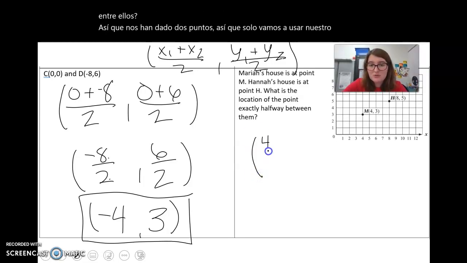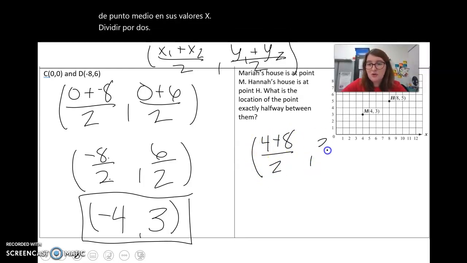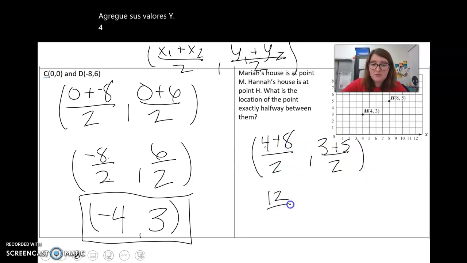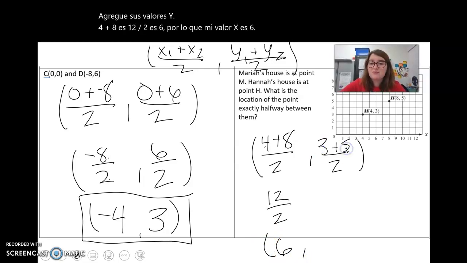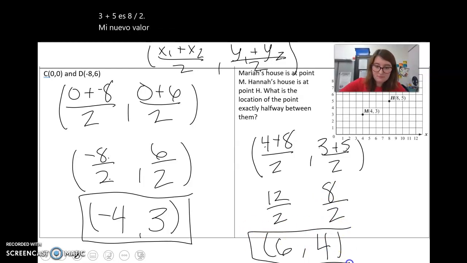Add your x values, divide by 2. Add your y values, divide by 2. 4 plus 8 is 12, divide by 2 is 6. So my x value is 6. 3 plus 5 is 8, divide by 2. My new y value is 4. The midpoint is 6, 4.